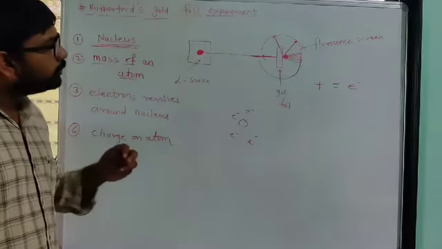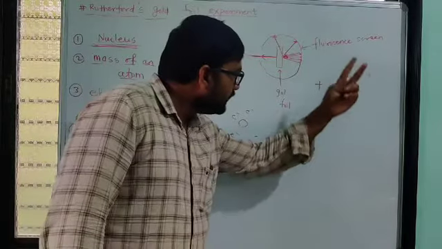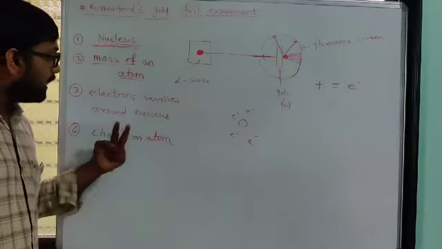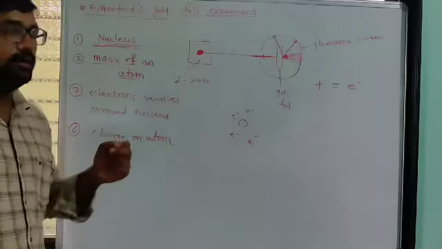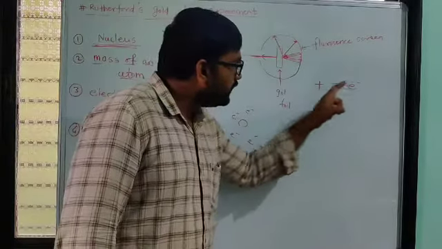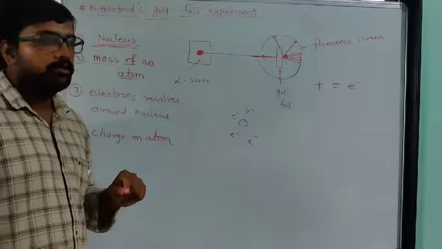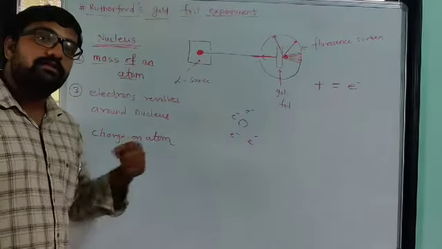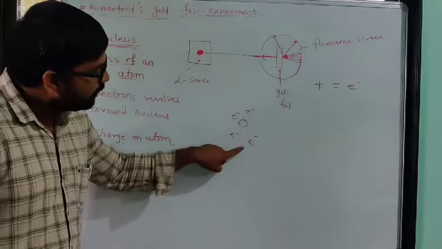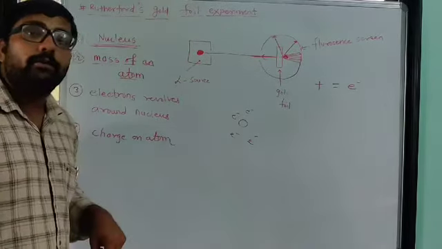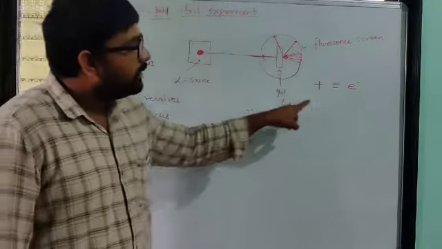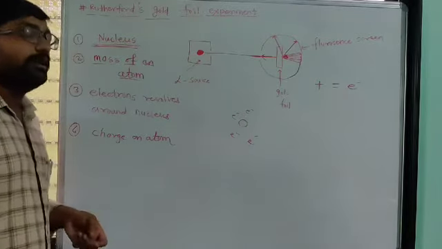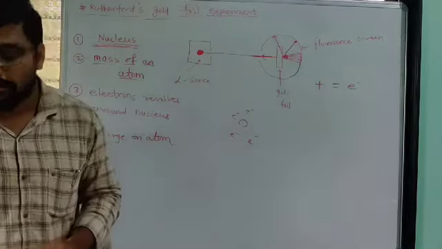So due to that, these positive and negative charges are balanced in the atom. The atom is electrically neutral because all the positive and negative charges are equal in number. Whatever positive charge the atom has, the electrons have the same and equal opposite negative charge. That is why the atom remains electrically neutral. So the fourth prediction is about the charge on the atom.